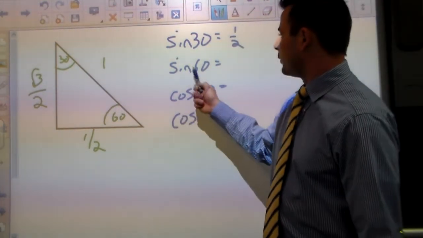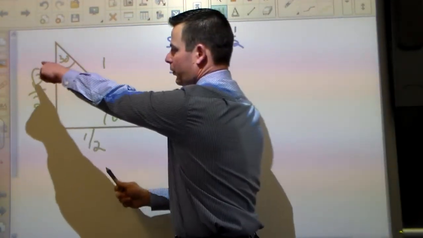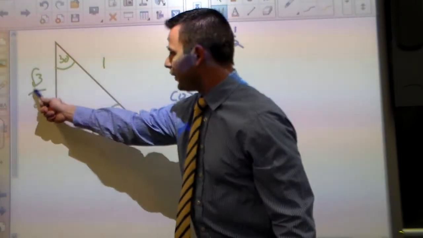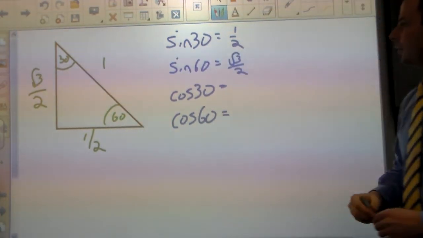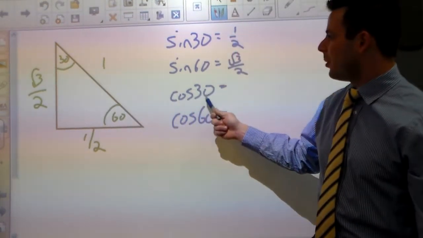Sine of 60, well, sine is opposite over hypotenuse. Now we're talking about the 60-degree angle. Notice we're changing sides of the triangle now. The opposite now is over here. Opposite over hypotenuse is radical 3 over 2. The cosine of 30, now we're talking about adjacent over hypotenuse.